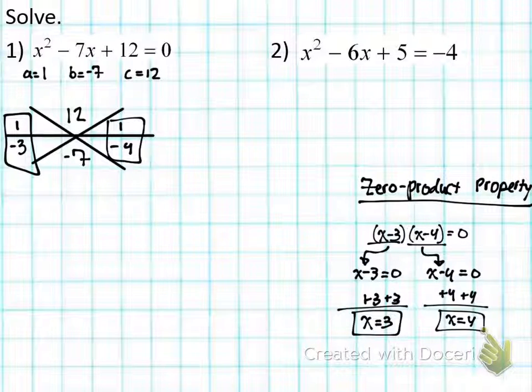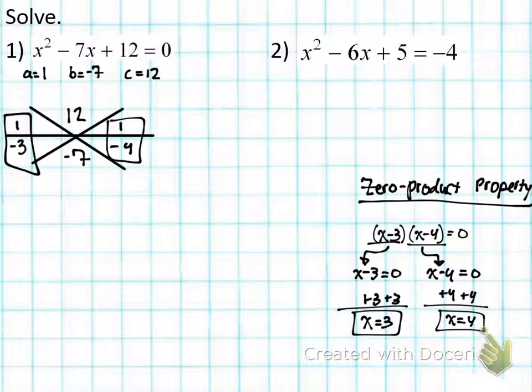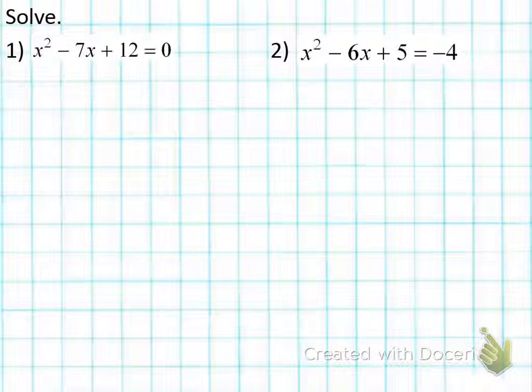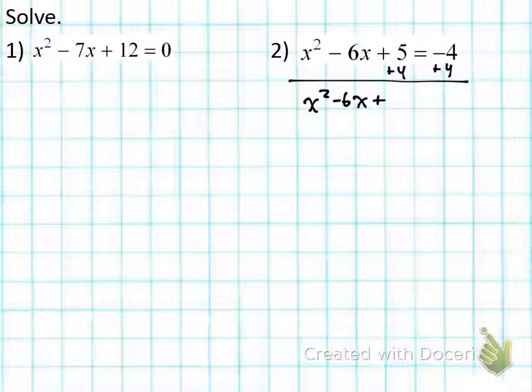Okay, I'm going to show you one more time, number 2. On number 2, we have a trinomial equal to negative 4. We don't like this negative 4 on one side. We want to move everything over to one side. So I'm going to add 4 to both sides first, because we want to make sure everything is together before I start working out my x box.